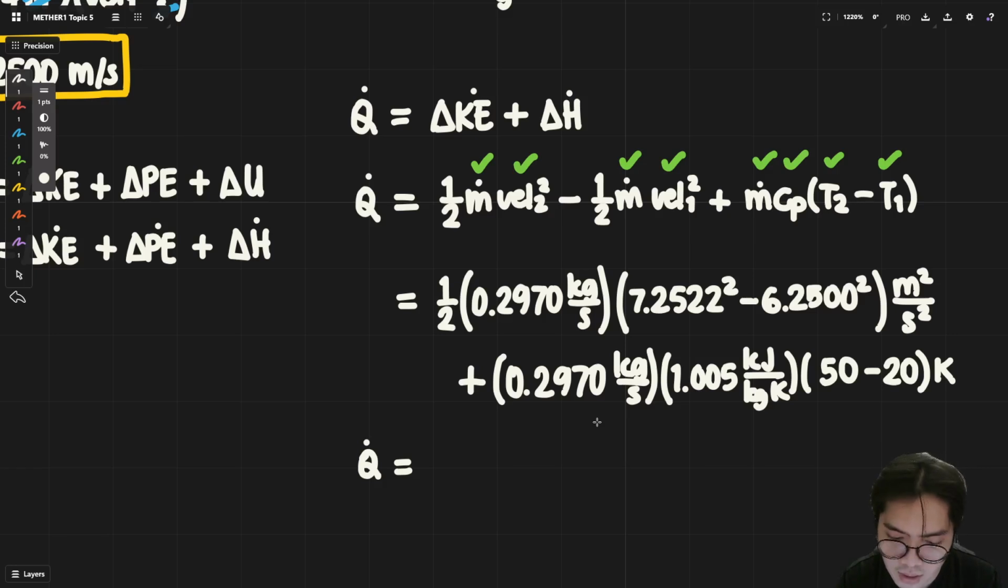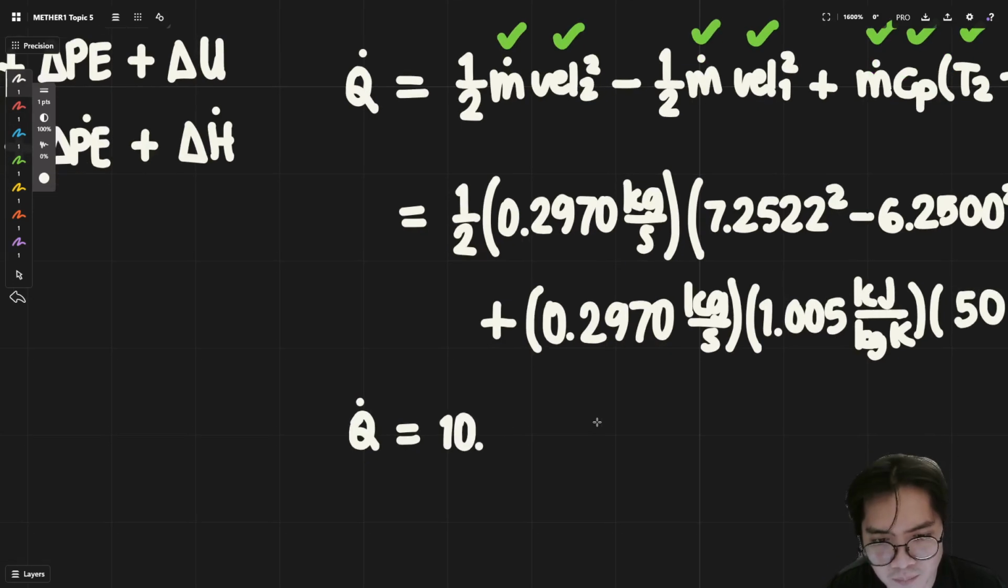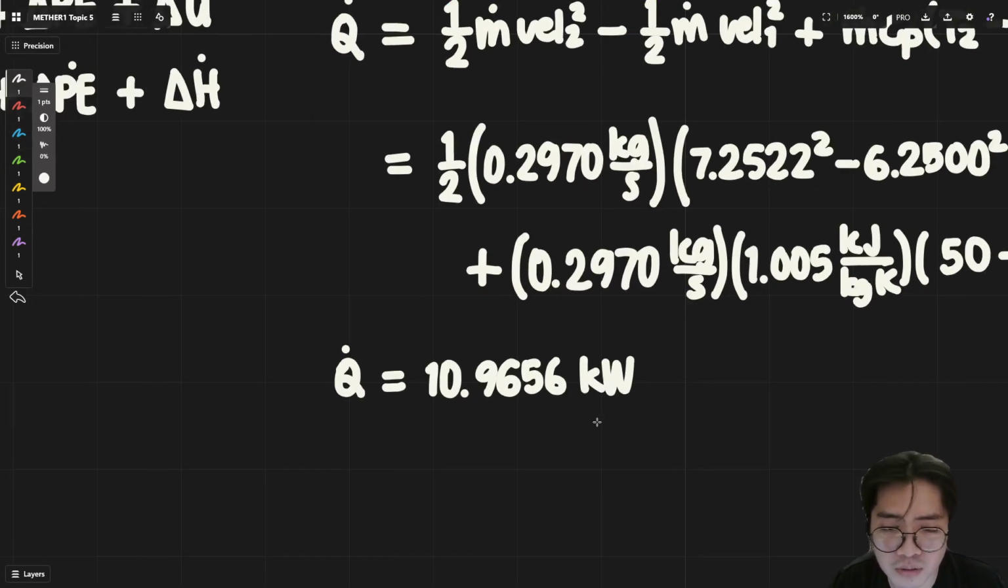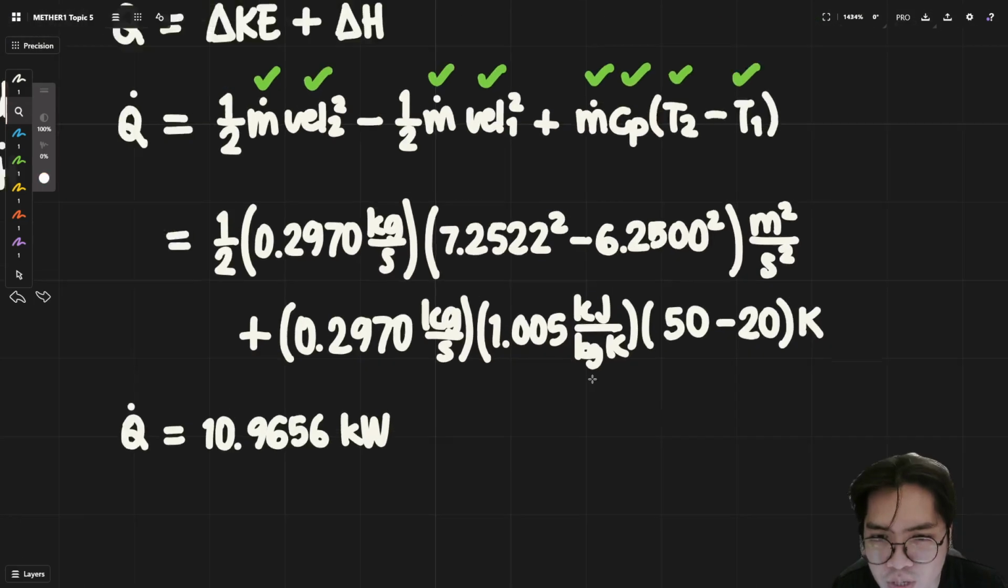0.5 times 7.2. I will do this, and as I am putting this in my calculator, hopefully you guys are already spotting what is wrong with this. What is wrong is that you will get an answer which is 9.9656. The thing is though, because it's in kilowatts, you're saying, okay, this is the answer. But actually, this is wrong. Why is this wrong?